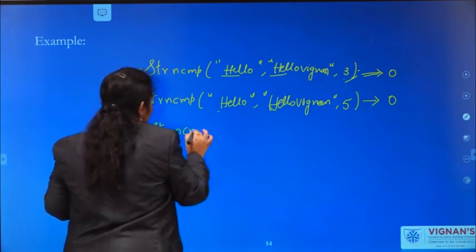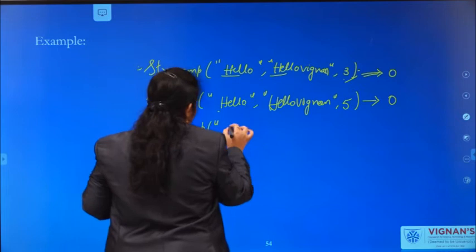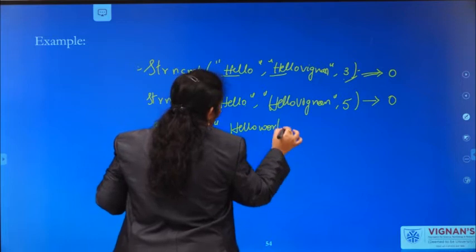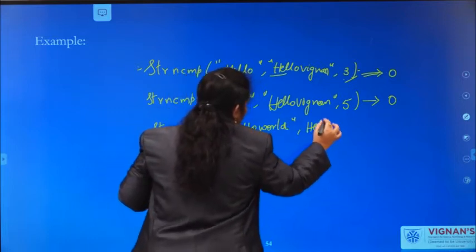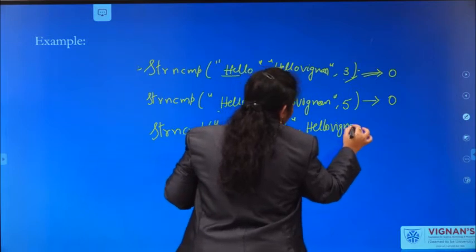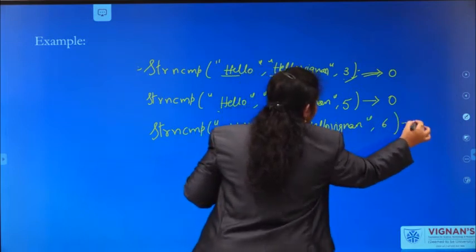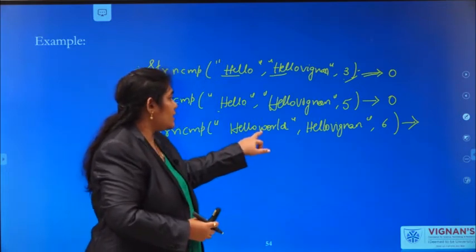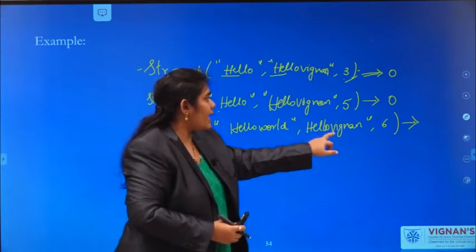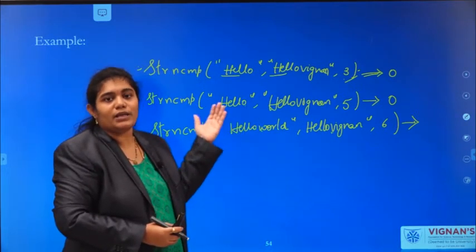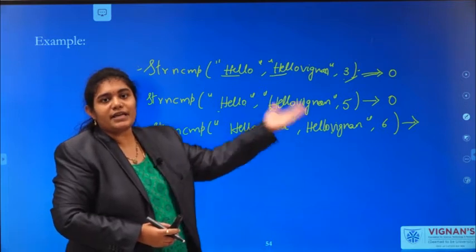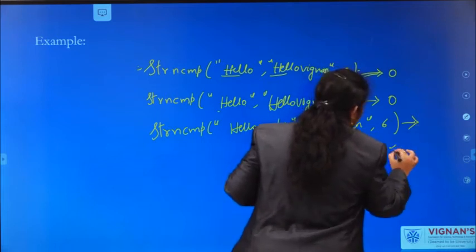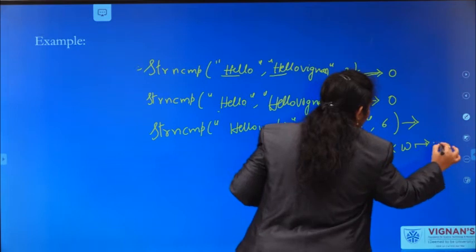And strncmp of hello world, comma, hello Vignan, comma 6. So what does it return? Hello, hello, both are the same. But here what is the word I have? World, W. And what is the character here? V, Vignan. Which one is greater, W or V? V is less than W. So it returns plus 1.